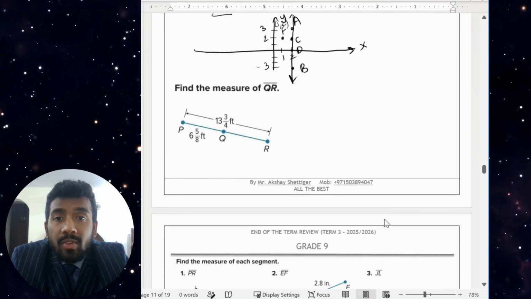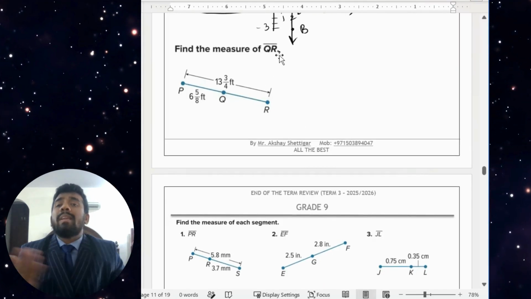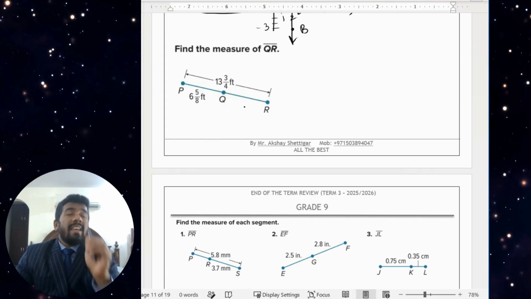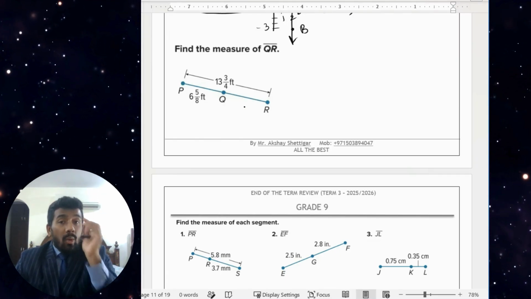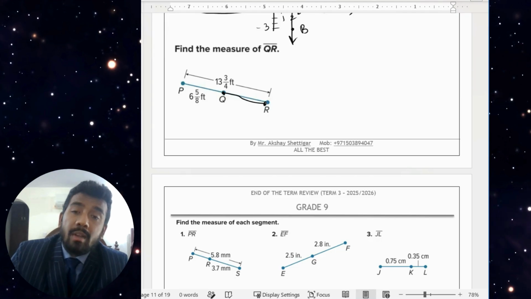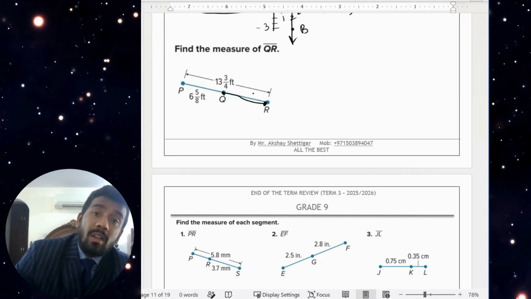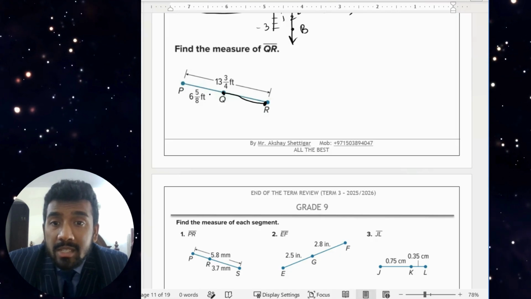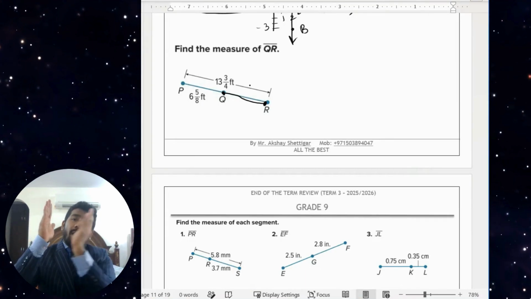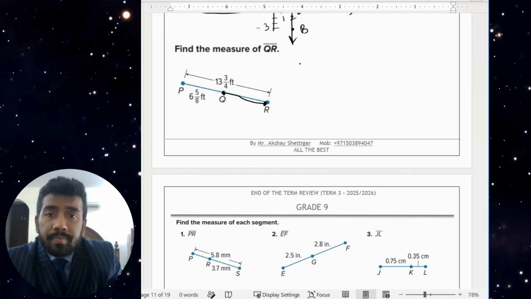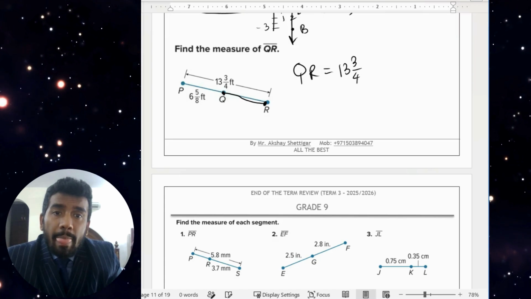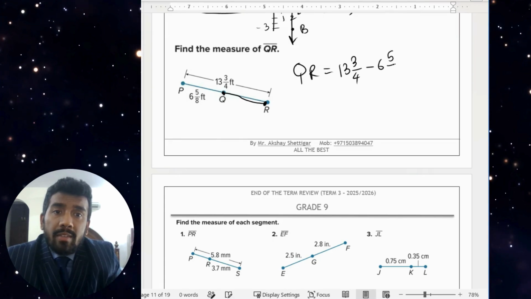Let's go to the next one. Find the measure of QR. Now this is pretty easy. How do you do this kind of question? Always read the question properly. What do they want? QR. So highlight that QR. Now we know the full length, we know this part, and we need this. How do you find it? Pretty easy. Do the bigger minus the smaller and you will get QR. So what will be QR? 13 3/4 minus 6 5/8.